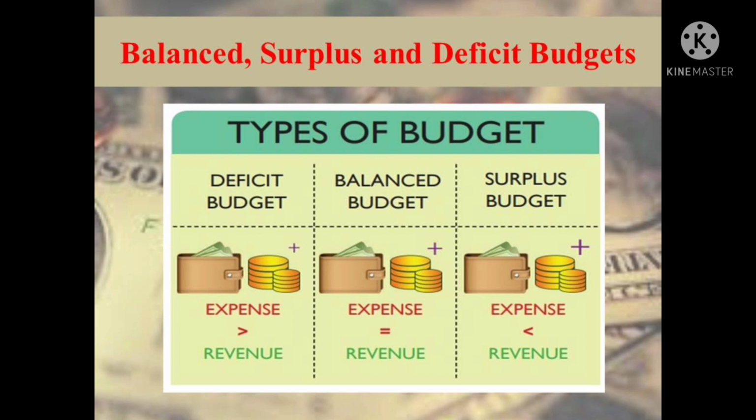So let's start. Balanced, surplus and deficit budget. A budget may be a balanced, surplus or deficit budget. So the first is surplus budget. When government estimated revenue is more than government estimated expenditure in the budget, it is called a surplus budget. Then balanced budget. A government budget is said to be a balanced budget in which government estimated revenue is shown equal to government estimated expenditure. Deficit budget. When government expenditure exceeds government revenue in the budget, it is said to be a deficit budget.